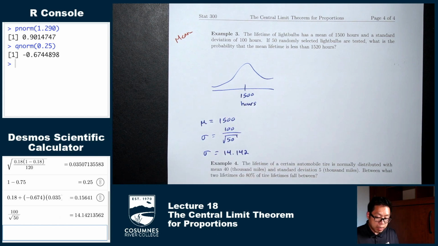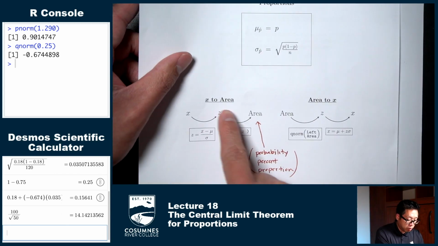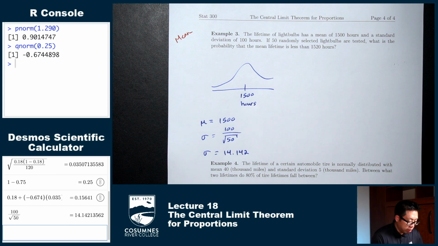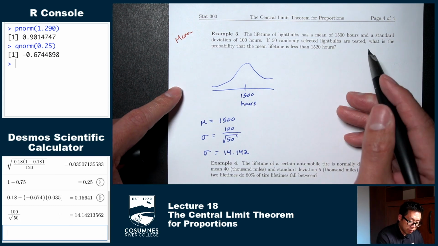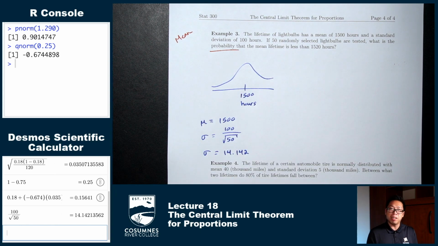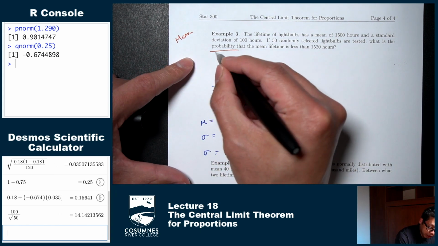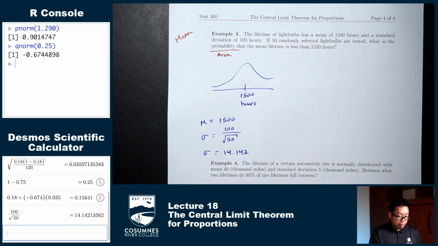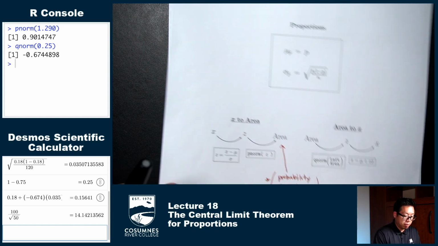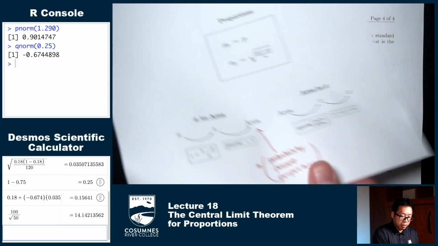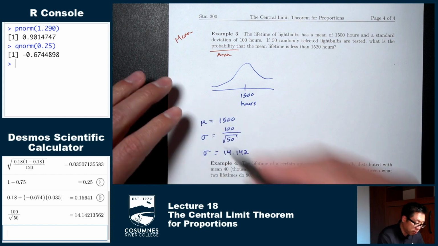The next thing I need to decide is, is this an x to area or an area to x question? So let's read the last sentence. If 50 randomly selected light bulbs are tested, what is the probability? Okay, probability, one of those P words that I said you should recognize as area. So what is the area? So I want area as my final answer. Which one of these ends with an area? X to area. So this is for sure going to be an x to area.